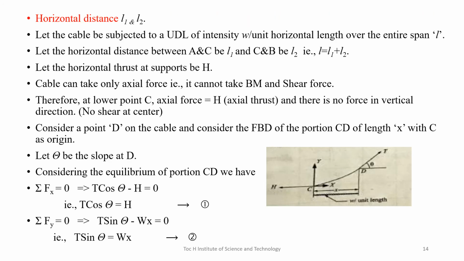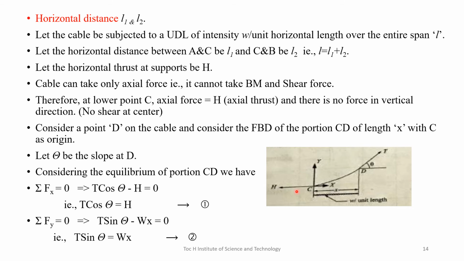Let's find out the horizontal distance L1 and L2 first. Consider the cable is subjected to a UDL of intensity W per meter length over the entire span L. Let the horizontal distance between A and C be L1 and C and B be L2, such that L is equal to L1 plus L2. Now the horizontal thrust at support be H.